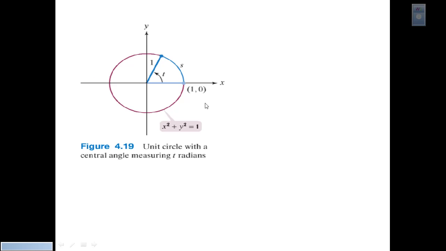Alright, here we have a unit circle. A unit circle is a circle that has a single unit, whatever measurement you're using, as the radius, and it is centered at the origin. It is of the equation x squared plus y squared equals 1. And here we have an angle measuring t radians, and of course there is our arc length s that we talked about in the last unit.